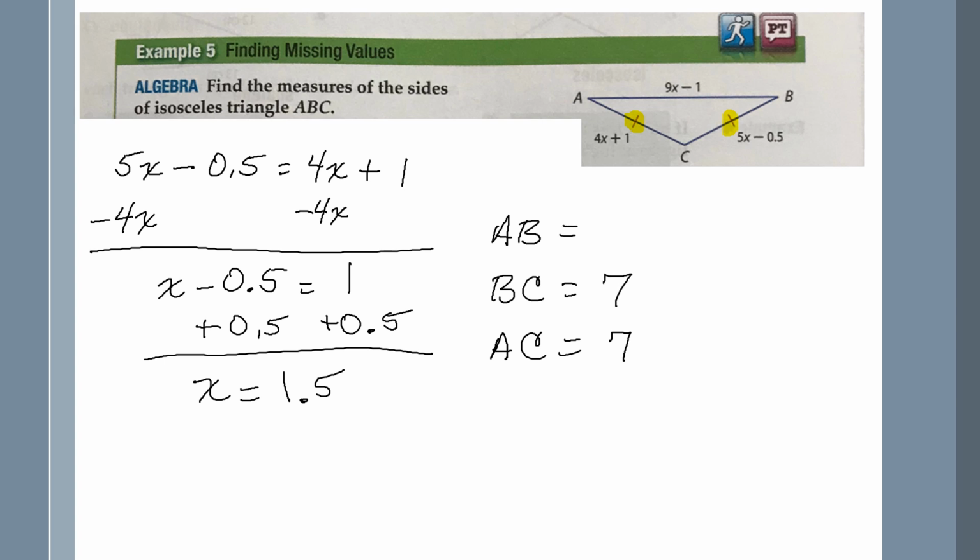So now I have to find segment AB. So I plug in 9 times 1.5 and then I subtract 1. And I've got 12.5 once I plug all that into the calculator. And those are all the measurements.